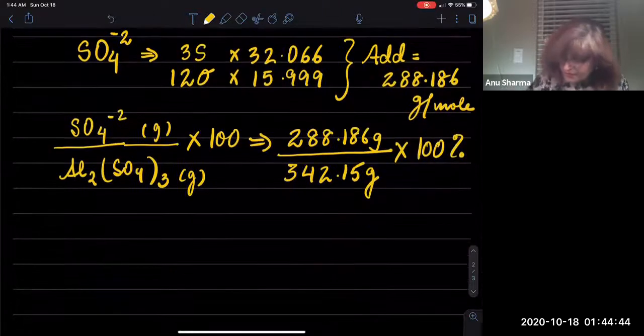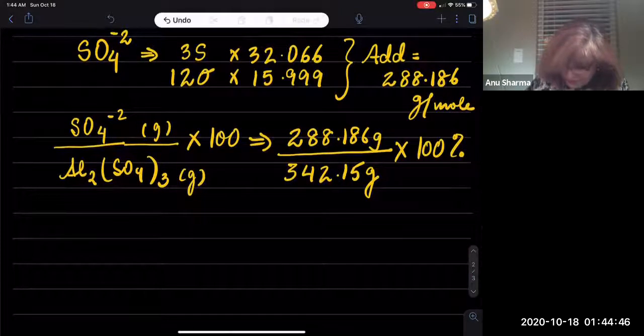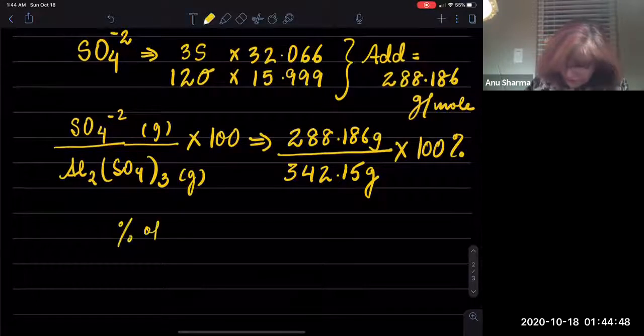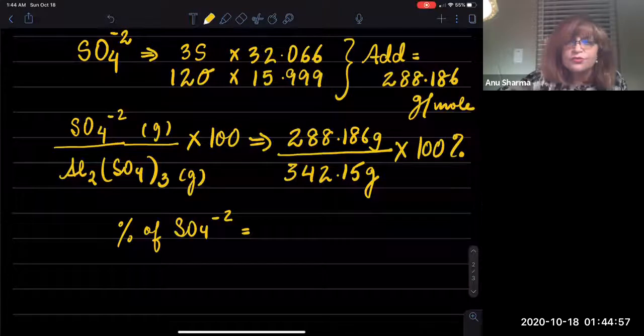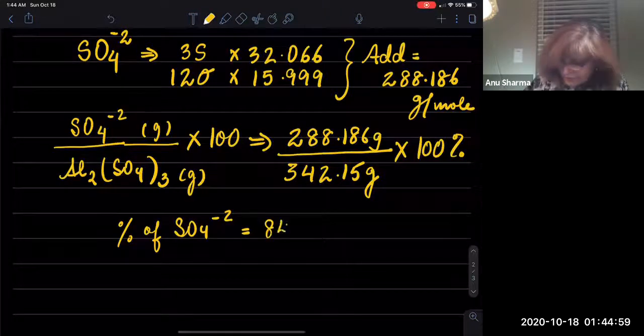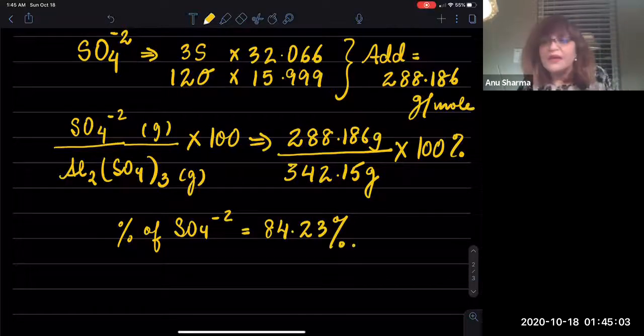And you get a value of 84.23. So the mass percent, or the percentage of sulfate ions, is equal to 84.23%. Okay, I hope that was easy, and thank you for watching.